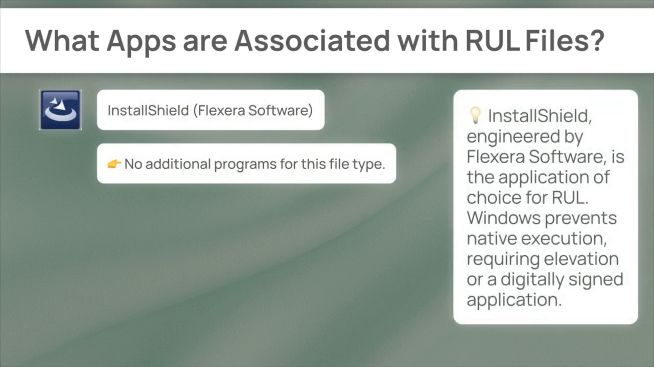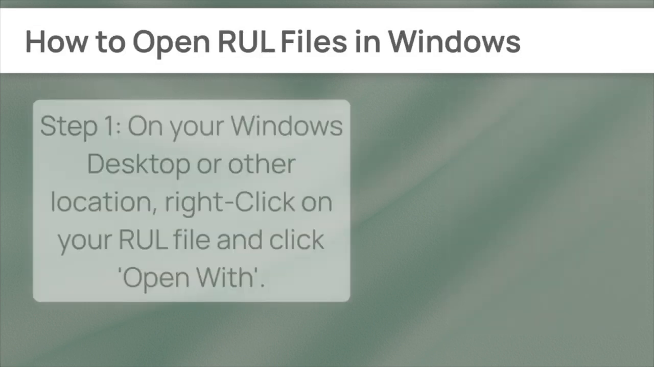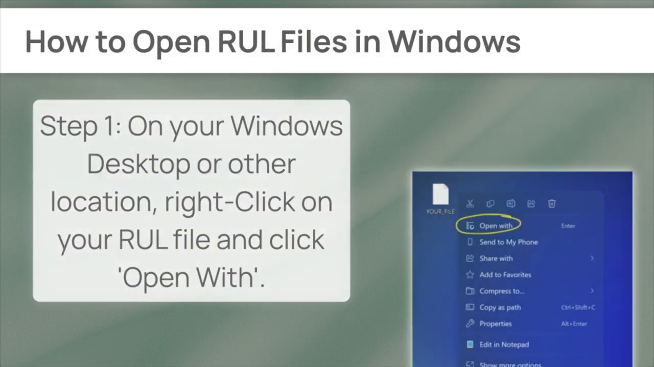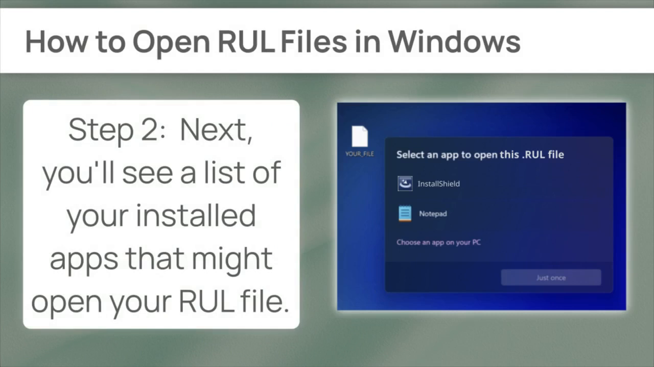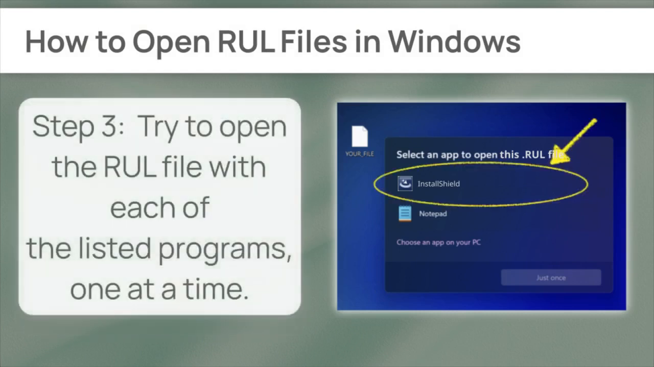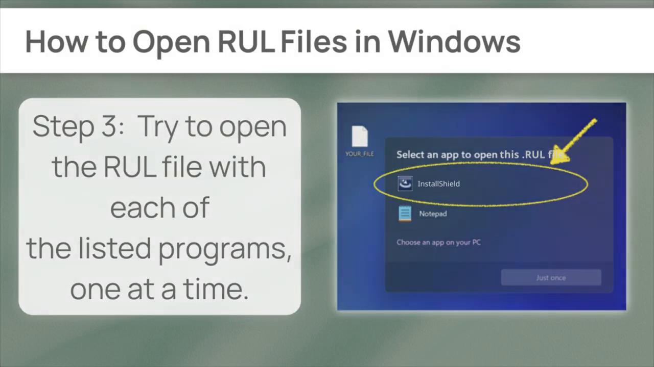Windows may open these files in a text or config editor, but modifications should be made only when their impact is clear. Go to the file and right-click your RUL file, then click Open With. Prioritize InstallShield if you see it. If not, select any program on the list. A little trial and error is expected here.